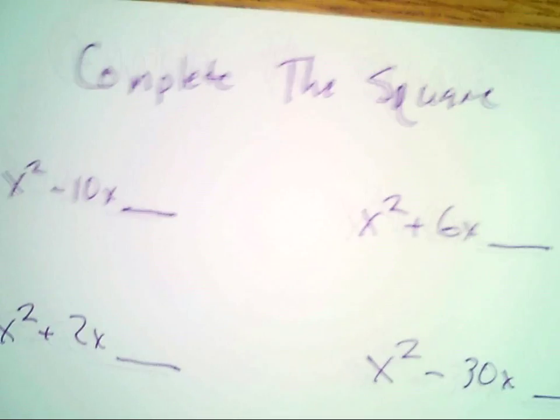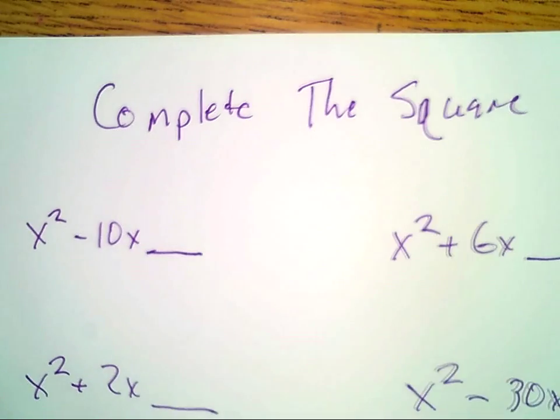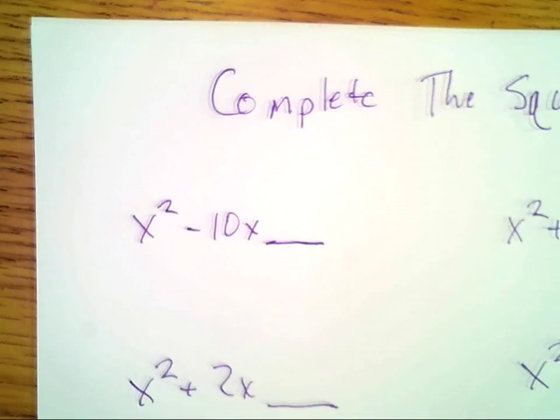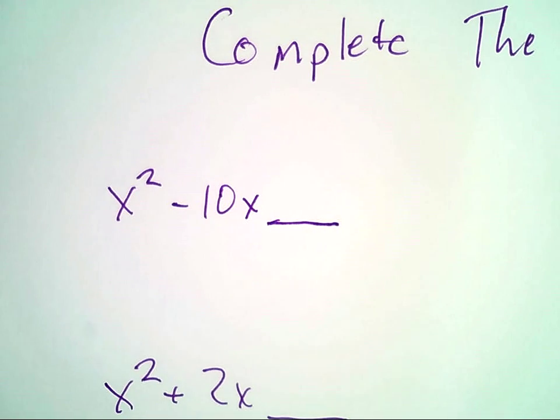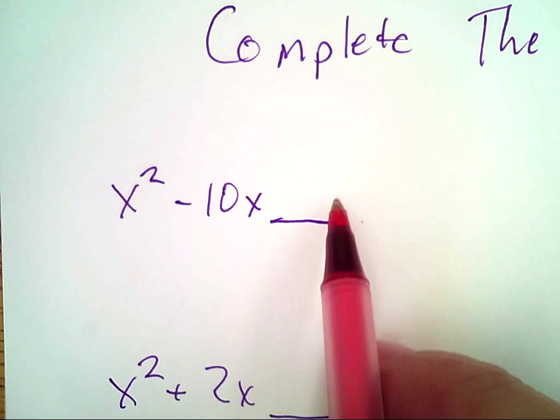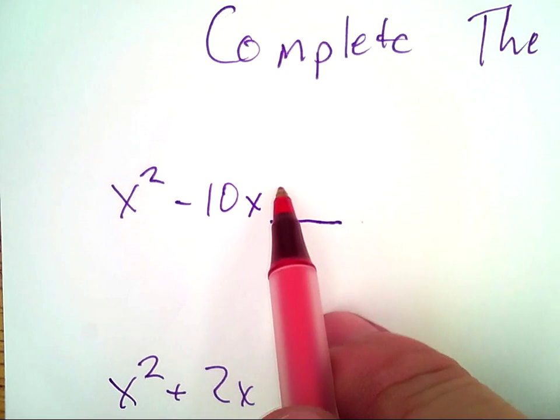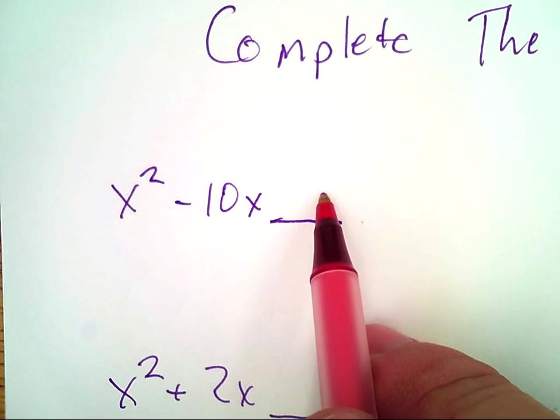Okay, we're completing the square. On this problem, we're going to complete the square. It's really simple. When they give you a problem that looks like this, where you're missing the third term, they're asking you to fill in the third term to complete the square.